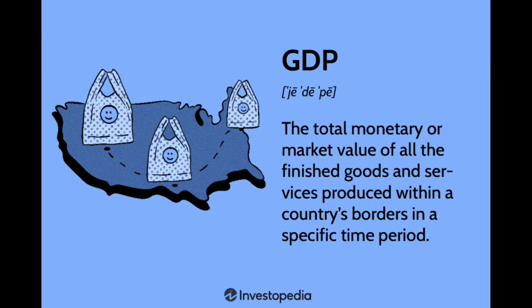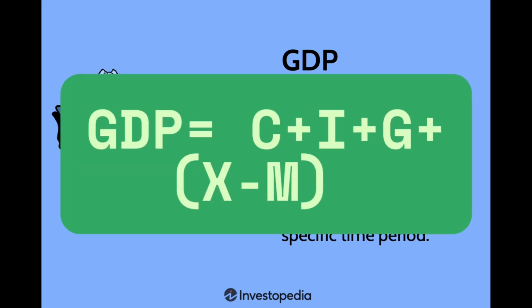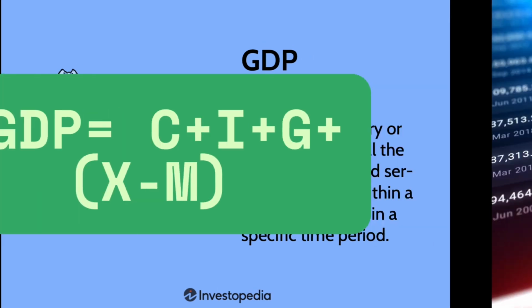Let's start by talking about gross domestic product, or GDP for short. GDP is the total market value of all final goods and services produced within a country over a specific period, usually a year or a quarter. Imagine it as the ultimate economic snapshot that shows how much an economy produces. The formula is GDP equals C plus I plus G plus (X minus M). C stands for consumption, I for investment, G for government spending, and X minus M is net exports.